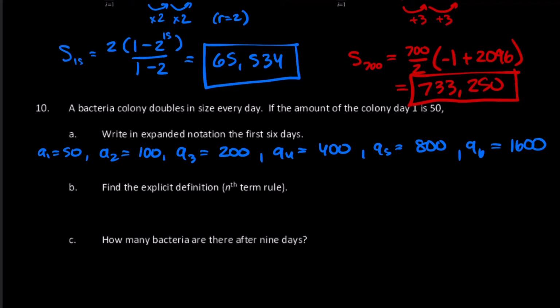All right, so now it says find the explicit definition, the nth term. Well, it doesn't specifically ask me to identify this type of sequence, but clearly this is going to be geometric, right? 50 times 2, 100 times 2, 200 times 2, so on and so forth. It's geometric. I need to know A sub 1. Well, we already established that's 50. I need to know r. Well, double, so that's 2. So the explicit definition, the nth term rule, you might hear A sub n rule, is going to be A sub n equals A sub 1, which is 50, times r, which is 2, to the n minus 1.